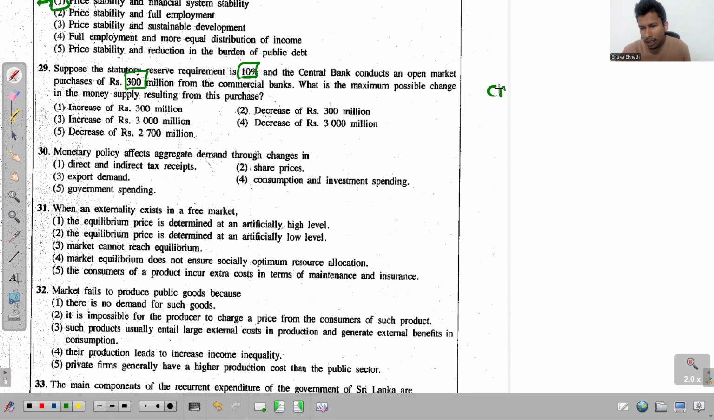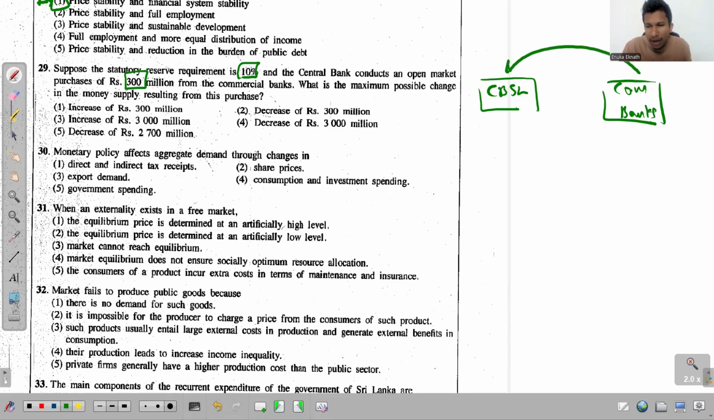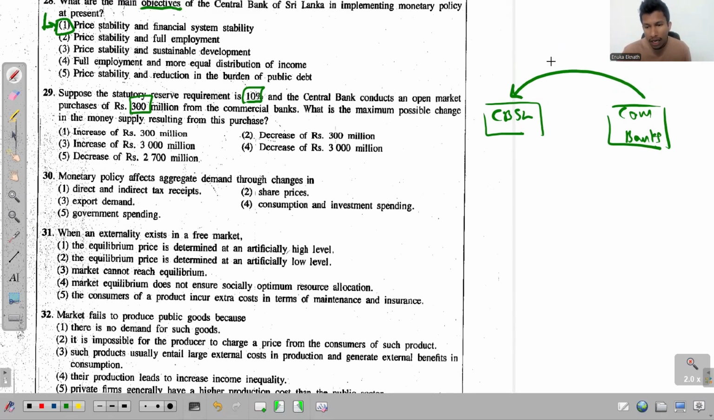On this side, we have the Central Bank of Sri Lanka, and on this side, we have the commercial banks. So the Central Bank of Sri Lanka engages in this open market operation where they purchase treasury bills from the commercial banks. I think you heard what I told you. The Central Bank purchases treasury bills from the commercial banks, and in return, what do they supply to the commercial banks? They supply cash, 300 million in cash, right? So 300 million gets transferred to the commercial banks.